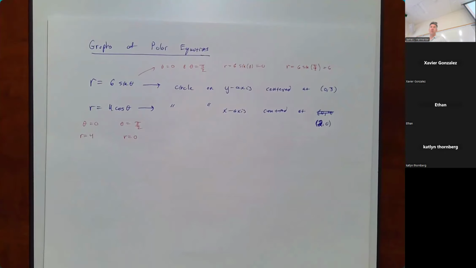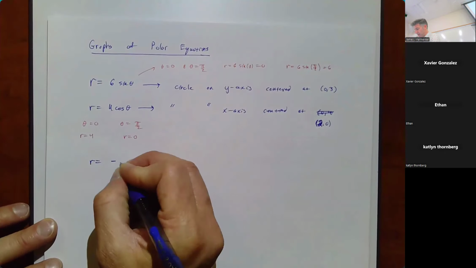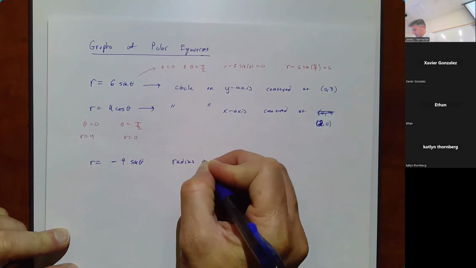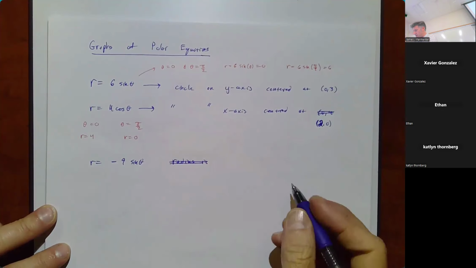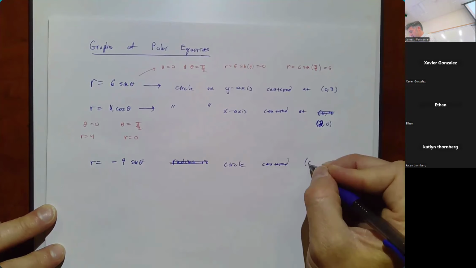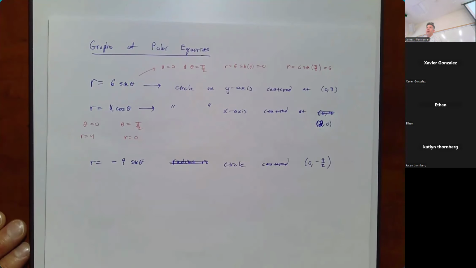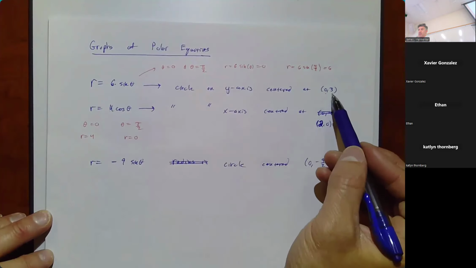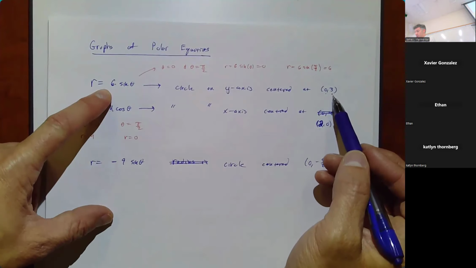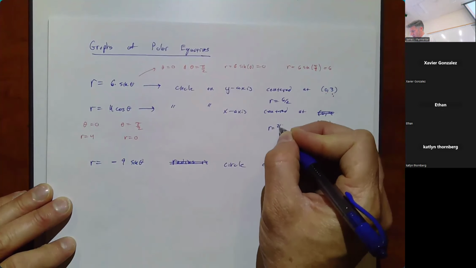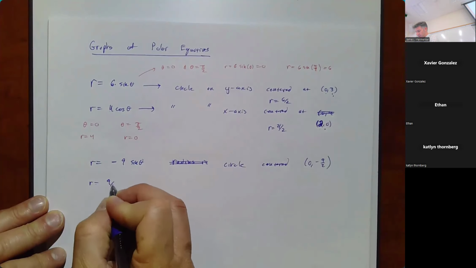If you happen to have a negative coefficient, so if r is equal to like negative 9 sine of theta, then your radius, I didn't even talk about the radius up here. Sorry, back that up. We have a circle and it's centered at 0, -9/2. I didn't talk about the radius for any of these because I should have really, but the radius is going to be half of that value because if the origin is one of the points and this is the center, the distance from the origin to 0, 3 is 3. The distance from the origin to 2, 0 is 2. So here, the radius is 6 divided by 2. The radius is 4 divided by 2. Here, the radius is 9 divided by 2.